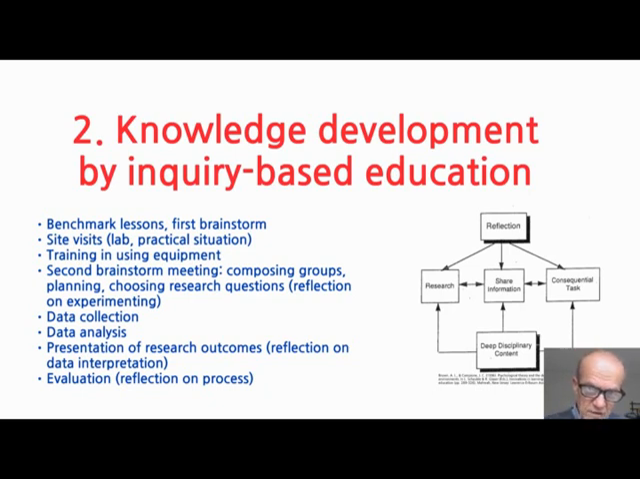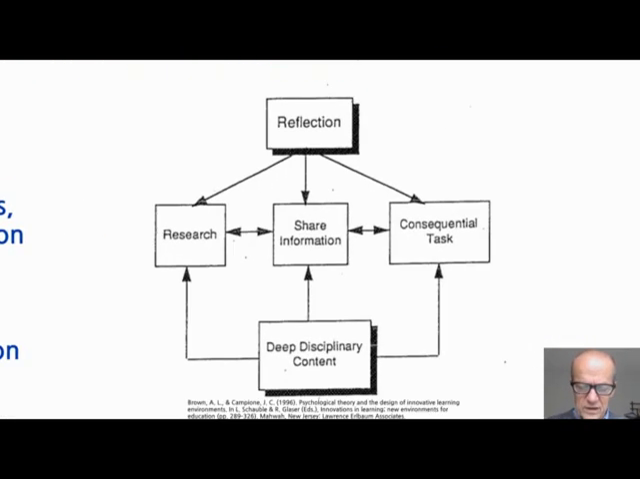Then the phase of the data collection takes place. Then there is the data analysis, and then the outcomes are researched by the individual groups. There is a reflection on the quality of the data and the outcomes, and there's an evaluation. Okay, this model has been developed by Ann Brown, in which you see that reflection is important in the whole process of doing research, and also at the end, as I explained, in sharing the information and also in preparing a consequential task. And deep disciplinary content, of course, is needed in order to carry out the research project.